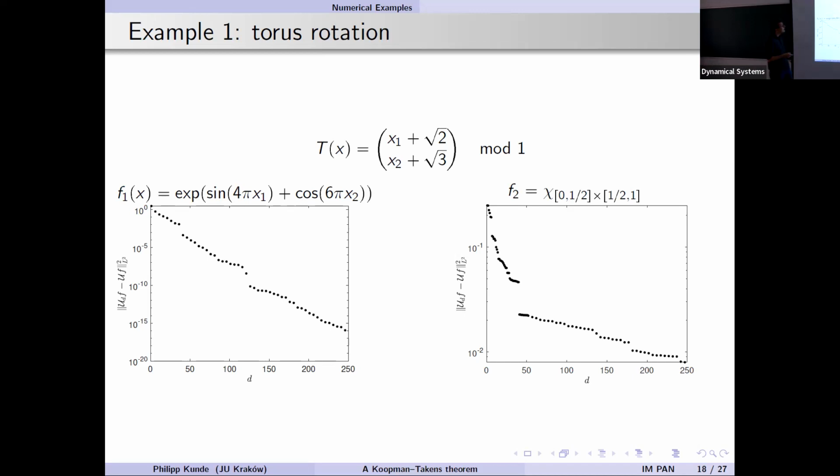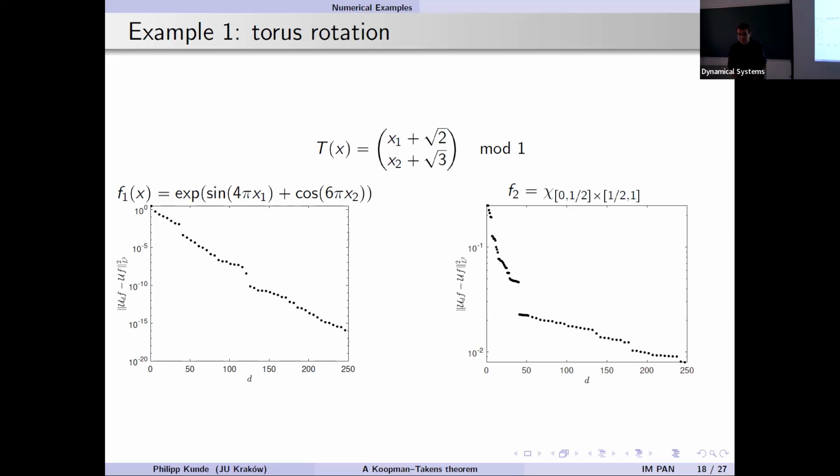If we take here an observable that is not smooth, so here we take the characteristic function of a set, then I think we still get an approximation that gets better and better, but at a slower rate, and the precision itself is worse. So the delay depth has to get way larger to get the same precision as we get here. So there is certainly something here that depends on the regularity of your observable.